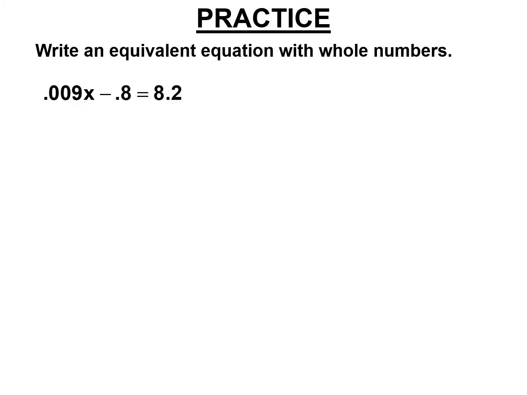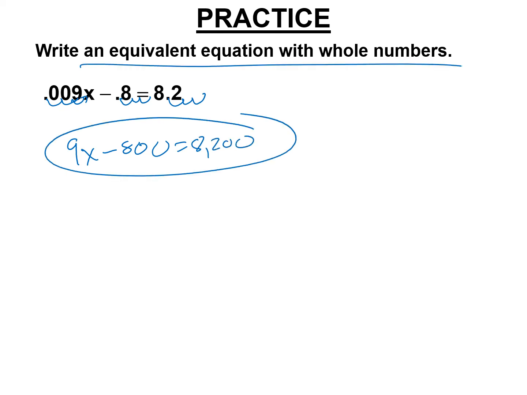All right, write an equivalent equation with whole numbers. So 1, 2, 3 moves there to make it 9x. So that means 3 moves there to make it 800. And 3 moves there to make that 8,200. And that's all it asks. Write an equivalent equation with whole numbers. Those are whole numbers, right? No fractions or decimals.